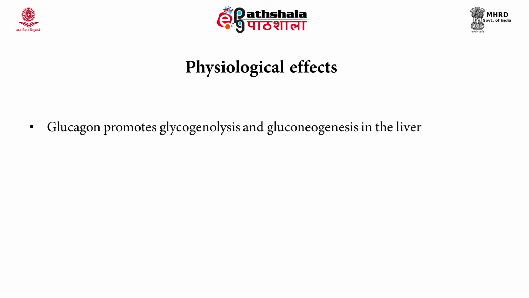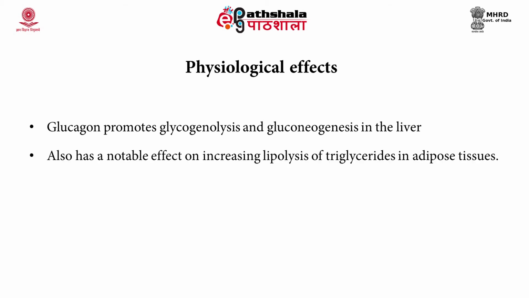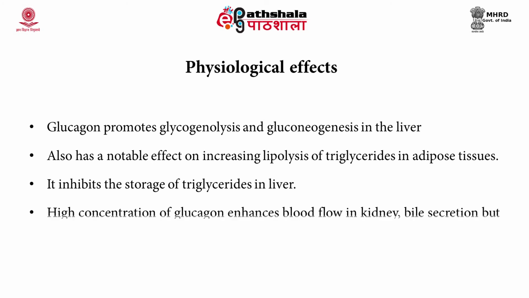Glucagon promotes glycogenolysis and gluconeogenesis in the liver, which in turn increases blood glucose concentration. Glucagon also has a noticeable effect on increasing lipolysis of triglyceride in adipose tissue. It inhibits the storage of triglyceride in the liver. High concentration of glucagon enhances blood flow and kidney bile secretion but declines gastric acid secretion.